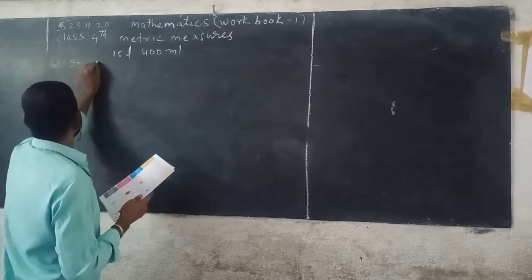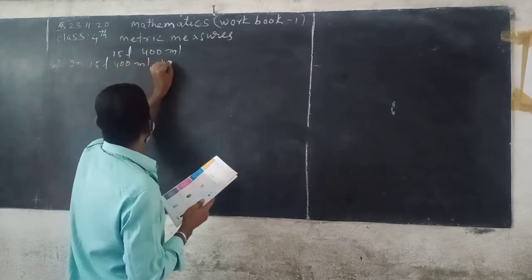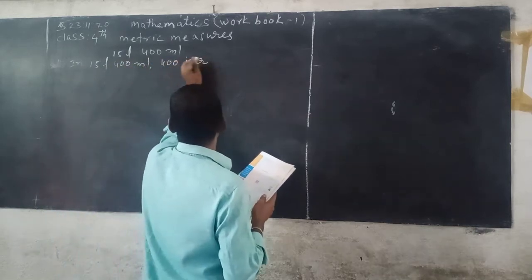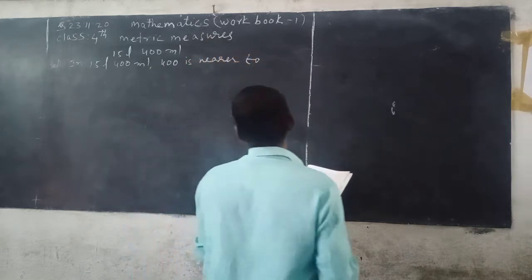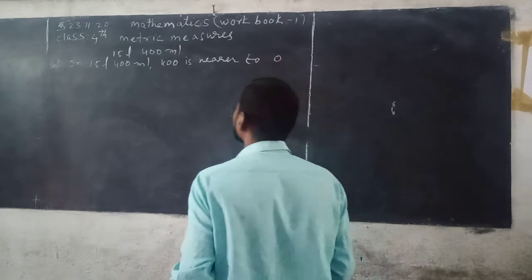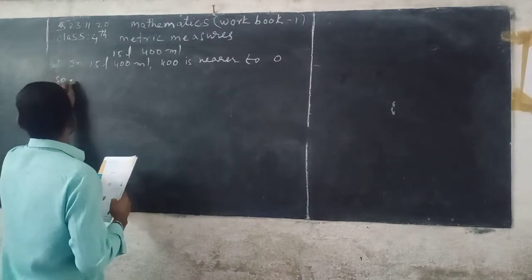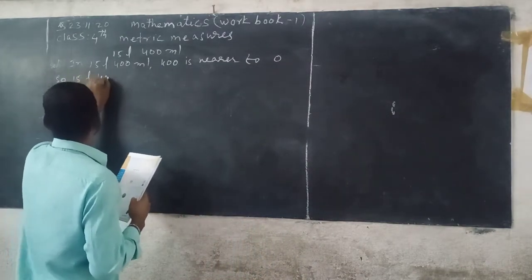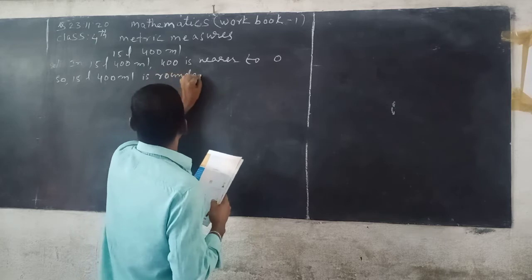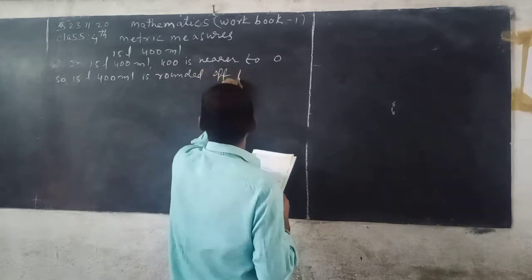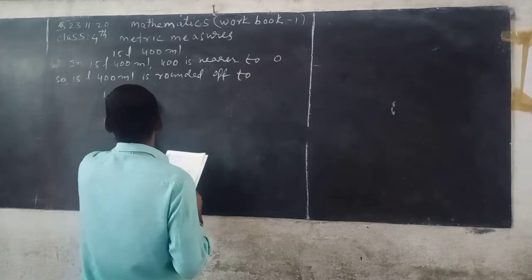In 15 liter 400 milliliter, 400 is nearer to 0 because 4 is less than 5. So 15 liter 400 milliliter is rounded off to 15 liter plus 0 liter.